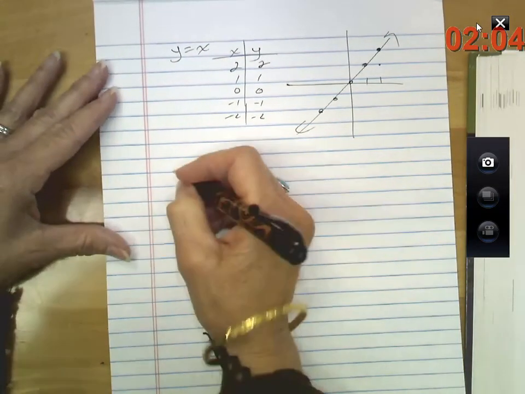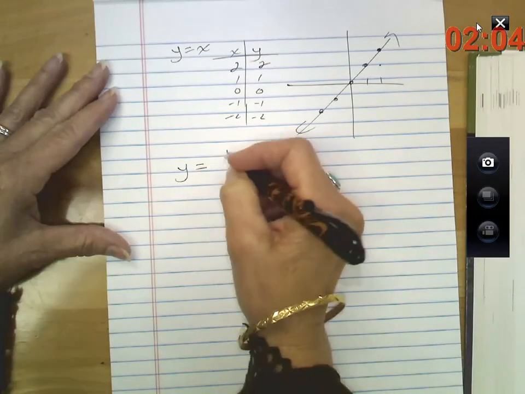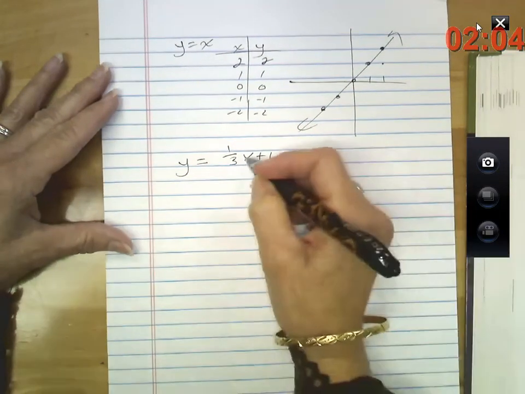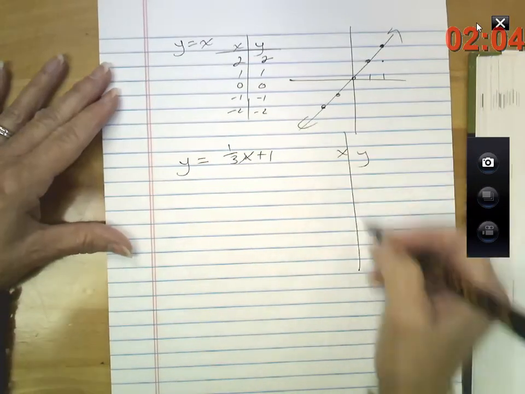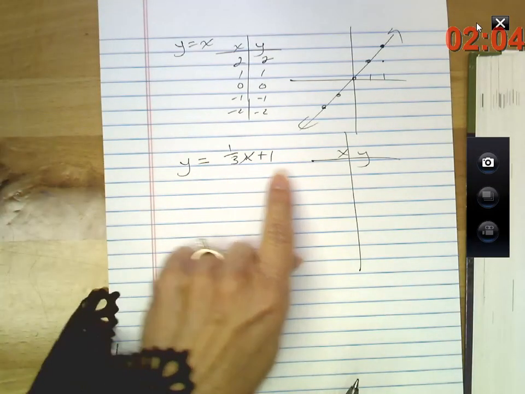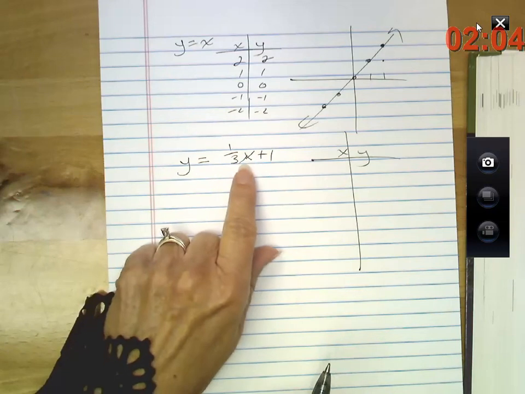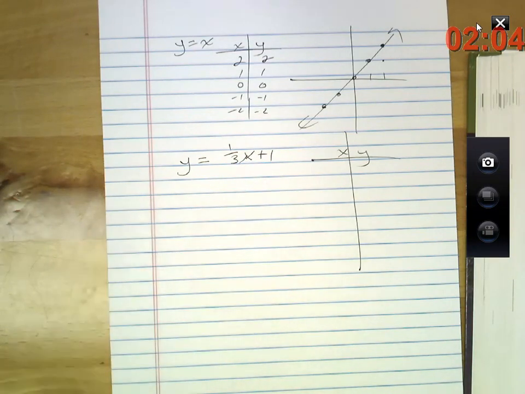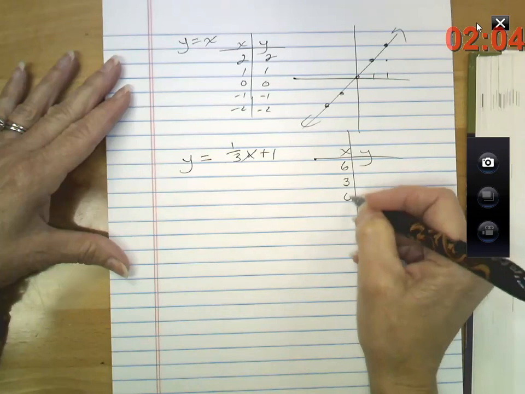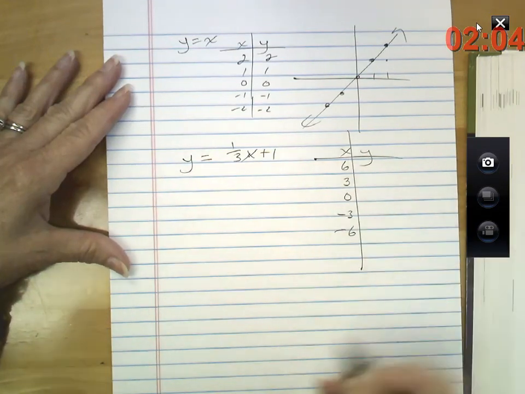If I have y equals 1/3 x plus 1, now, I would not use the same numbers if I had a fraction right here. Because if I put a 2 in there, that's going to end up with a fraction. It's going to be hard to figure up in your head and everything. So I might use like a 6, a 3, a 0, a negative 3, and a negative 6.